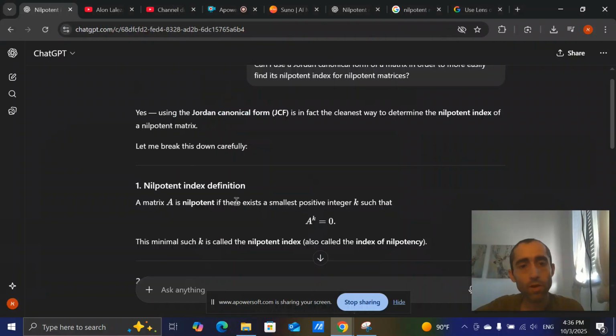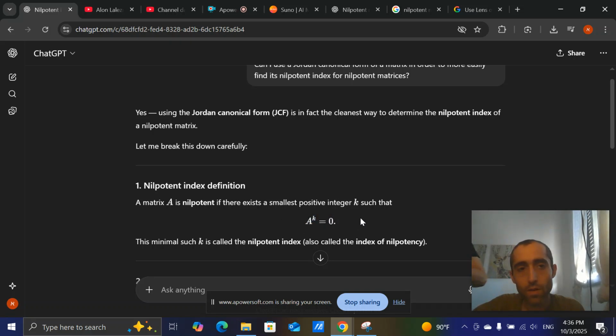Let's talk about a very nice fact about nilpotent matrices that helps us find the nilpotent index of a matrix. Let's go back a little bit and remind ourselves what the meaning of a nilpotent matrix is. We're talking about a square matrix A such that there is some natural number k such that if I raise A to the power of k, I get 0. This by definition tells me that A is a nilpotent matrix.